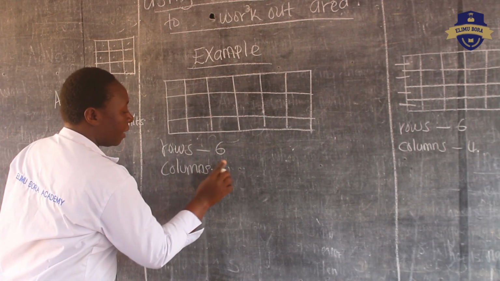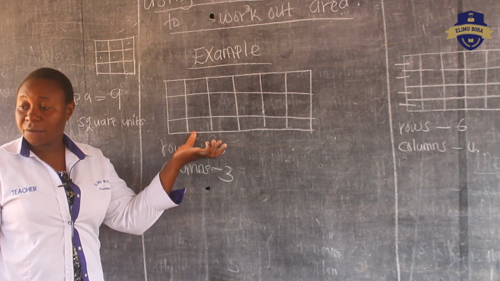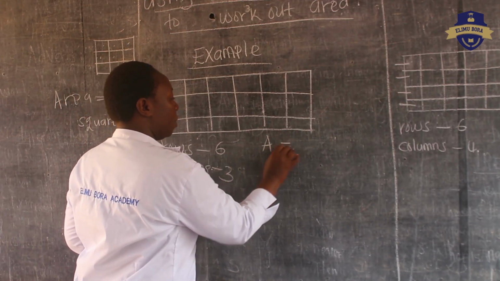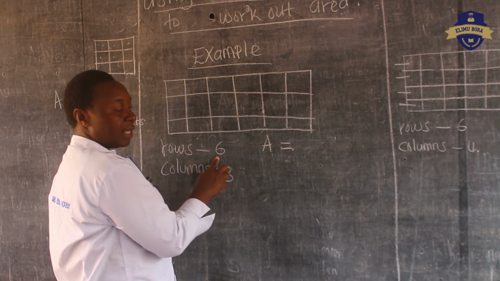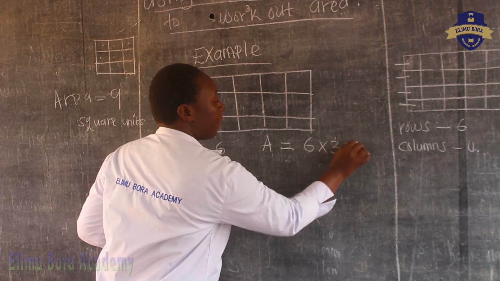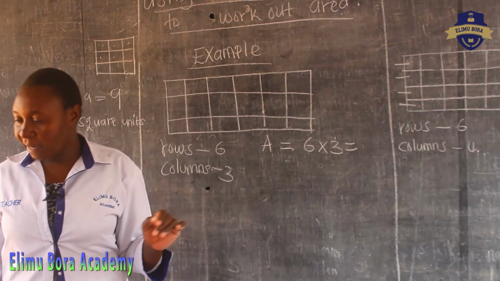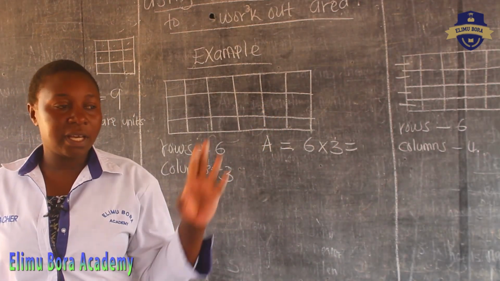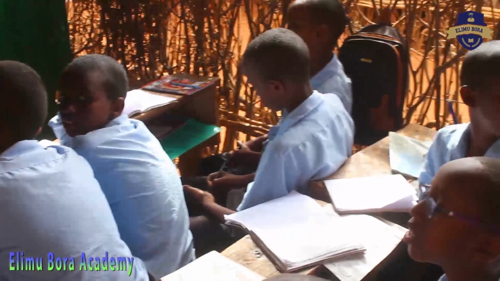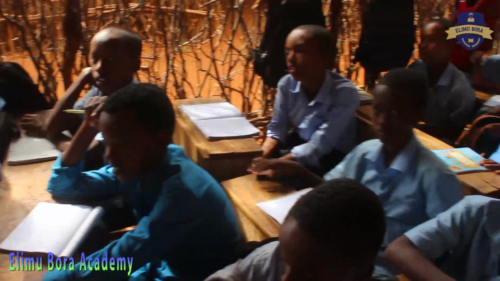Our columns are 3. So if you want to find the area, you multiply the number of rows and the number of columns. So we shall say area is equal to, what is the number of rows? 6. What is the number of columns? 3. So we say our area is equal to 6 multiplied by 3. When you multiply 6 by 3, what do you get? 18. Yes, Abdi Malik? 18. Very good.